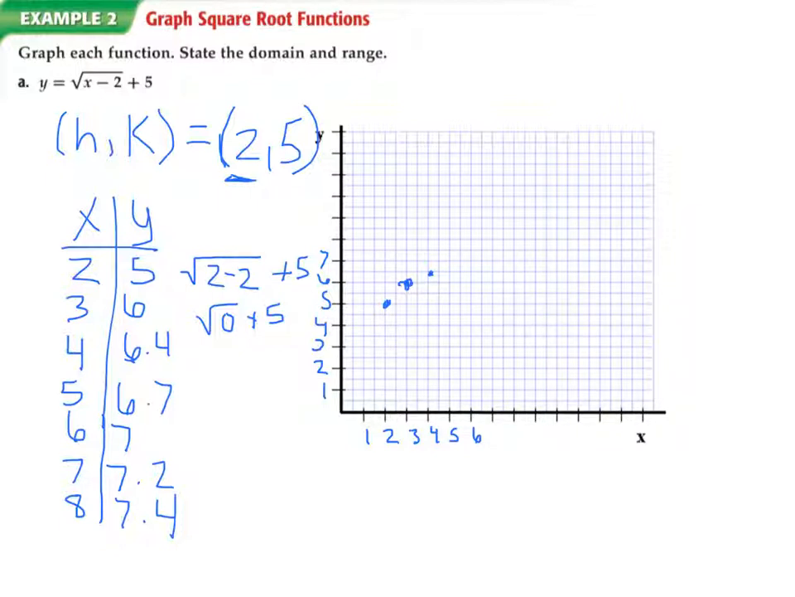And 5, 6.7. And 6 up to 7. And 7 up to 7.2. And 8 up to 7.4.